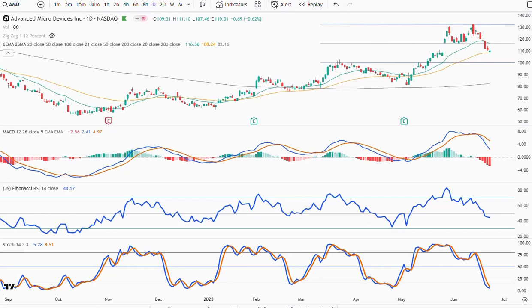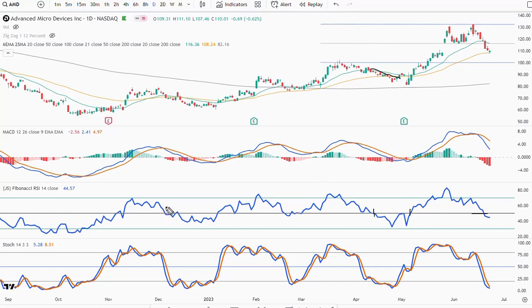So the question is, what can we expect? Now, during this pullback, if you look at the momentum indicators, RSI has closed below 50. This, to me, is negative. Whenever RSI falls below 50, generally we see weak price action. If you look from this point to this point, when RSI was below 50, you can see weak price action.